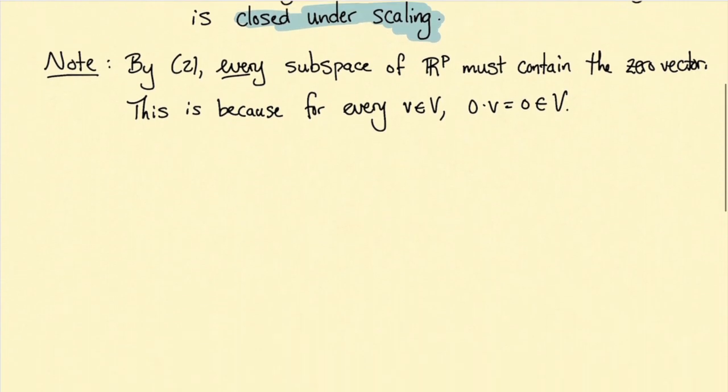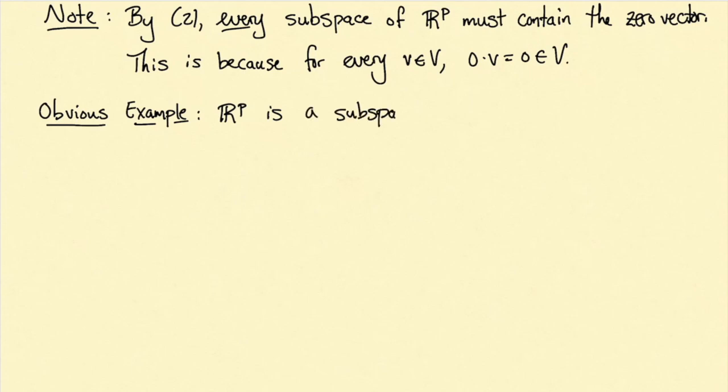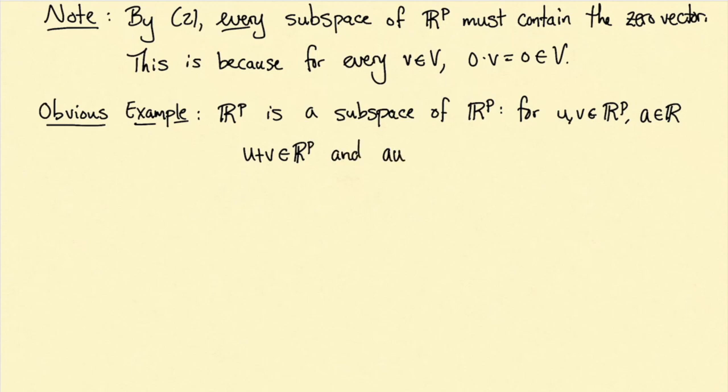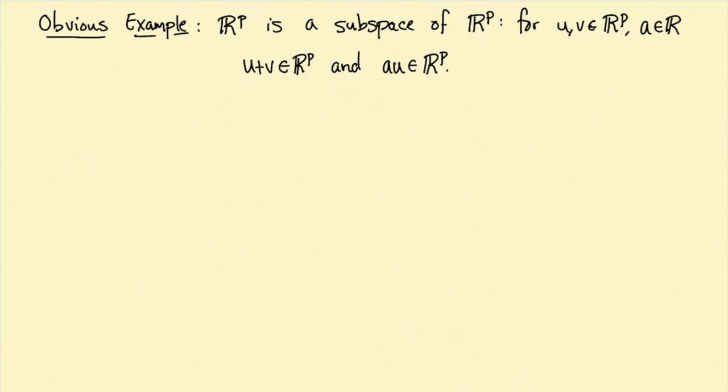So the most obvious subspace that we can describe is Rp itself. Every set is a subset of itself, and we know that we can add two p-dimensional vectors and get a p-dimensional vector. We can also scale a p-dimensional vector and get a p-dimensional vector. So because the p-dimensional vectors are closed under addition and scaling, they form a subspace.